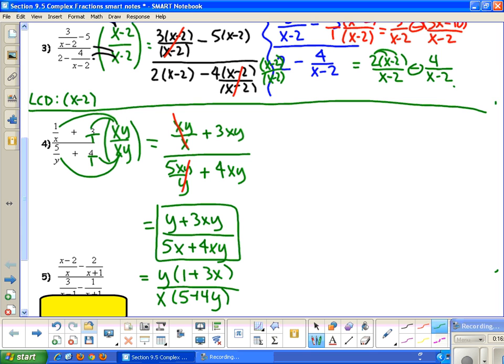You could leave your answer in factored form. It's technically not simplified because simplified means you have no parentheses, but I will accept it from you guys now since we're just learning this. So let's try the other way.